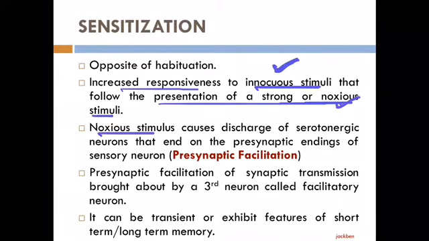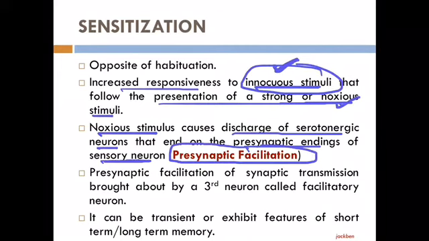So the noxious stimulus causes discharge of the serotonergic neuron that ends on the presynaptic ending of the sensory neuron of the innocuous stimulus. That is called presynaptic facilitation: facilitation of synaptic transmission brought about by a third neuron. That third neuron is called the facilitatory neuron. It can be transient, lasting a very short time, or it can exhibit features of short term or long term memory.